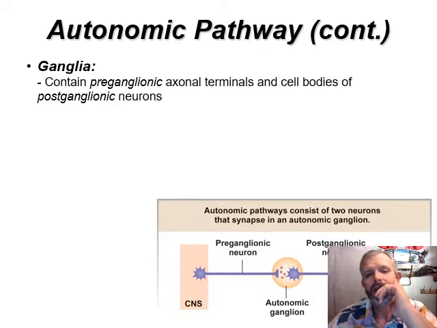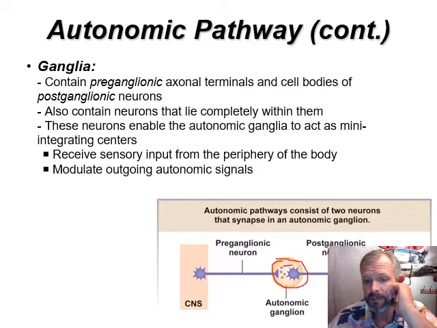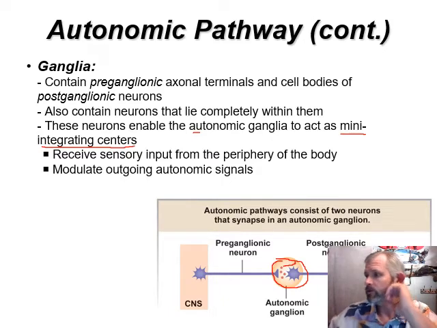So in the ganglia, these neurons again synapse, and sometimes there are neurons that lie completely within the ganglia to help with integration. They can many times act as mini integrating centers for reflexes. We don't have to go up to the higher centers; we can reflex through these neurons that lie in the ganglia. So many times sensory input is brought into the ganglia, and we can get outgoing autonomic output to produce the rapid reflex that we need.